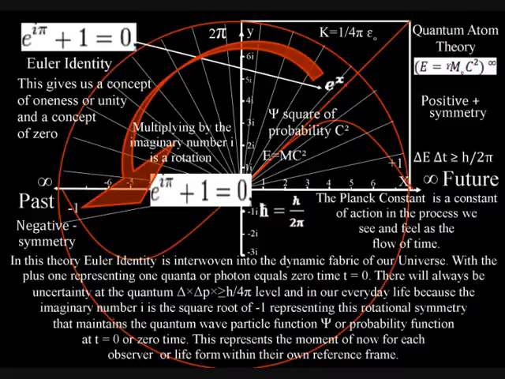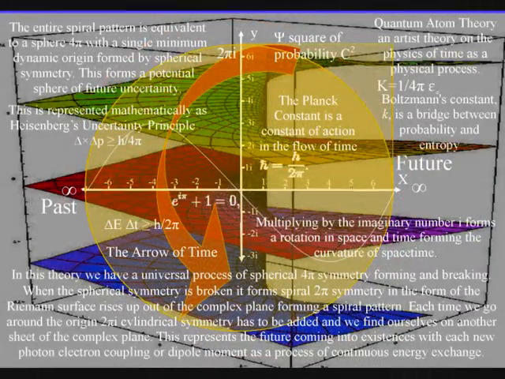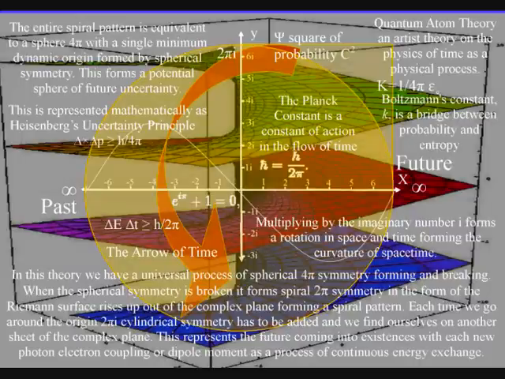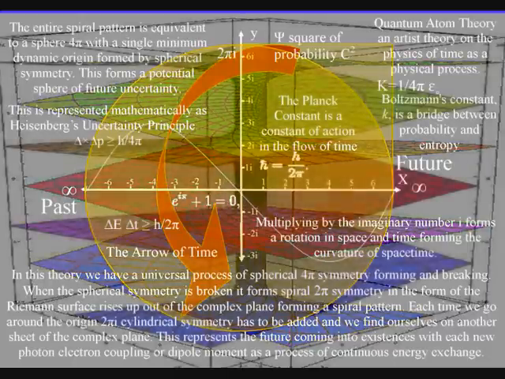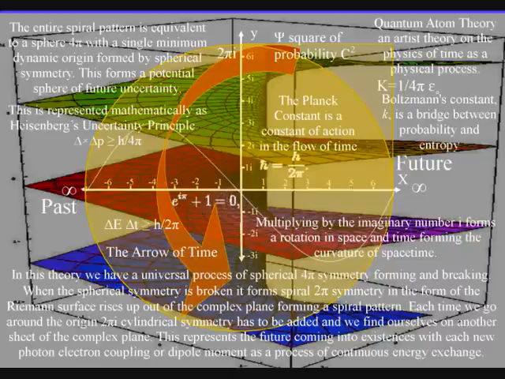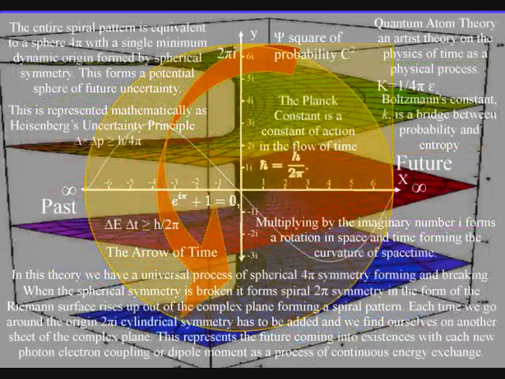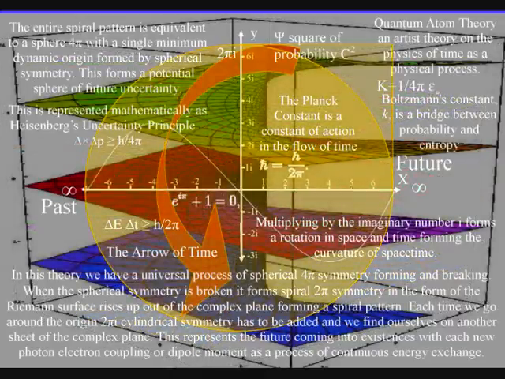To understand this further, we have to use the next diagram that shows how this spherical symmetry breaks, forming spiral symmetry that has line symmetry for the arrow of time. When the spherical symmetry is broken, it forms spiral symmetry in the form of the Riemann surface rising up out of the complex plane, forming a spiral pattern. Euler's identity is at the heart of this process. The easiest way of looking at this is that the only number you could add to the number 1 to get 0 is -1, and this forms a rotation that breaks the spherical symmetry.